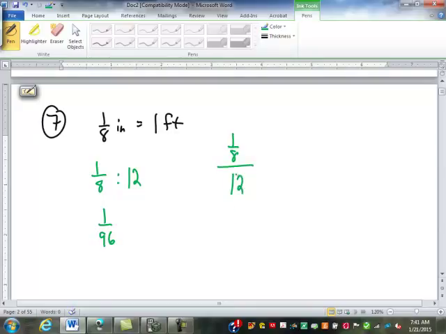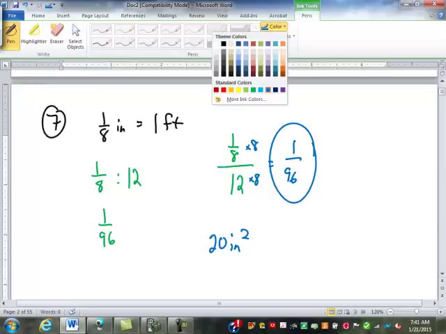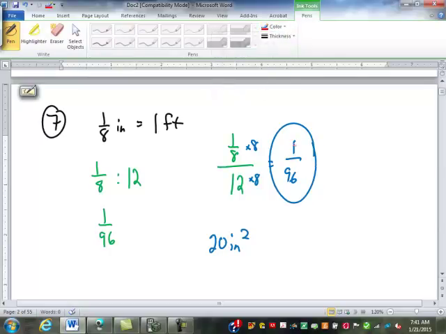Perfect. Yes, 1/8 over 12, and to get rid of the fraction, we're going to multiply by 8 to get 1 to 96. Perfect. On the floor plan, the room has an area of 20 square inches. What is the actual area? Well, the ratio of lengths is 1 to 96. How do we get a ratio of areas off of the ratio of lengths?